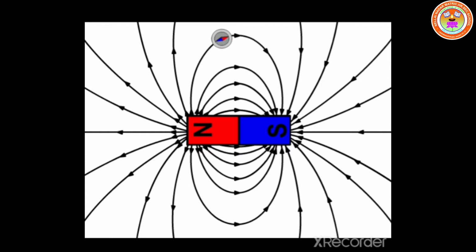Here is a picture for you. We can easily understand. I told you already, the magnetic lines will always start from the north and merge to the south pole. When you place a magnetic compass near the north pole, it shows the direction of the magnetic lines. It always starts from north and merges to the south.